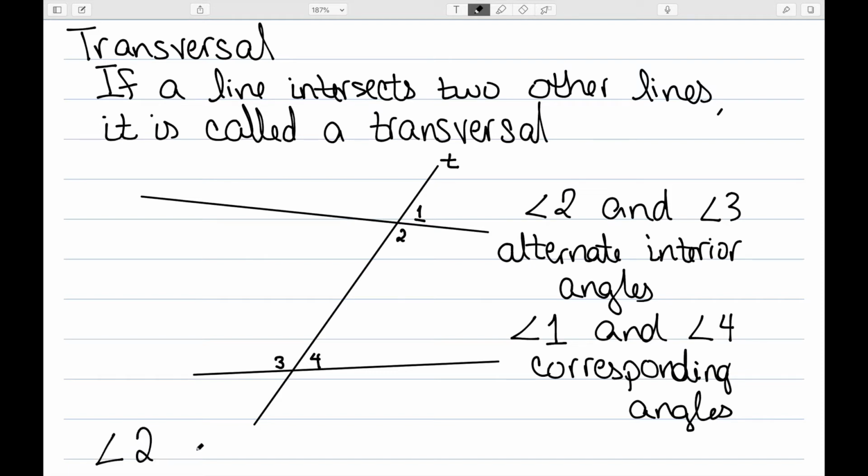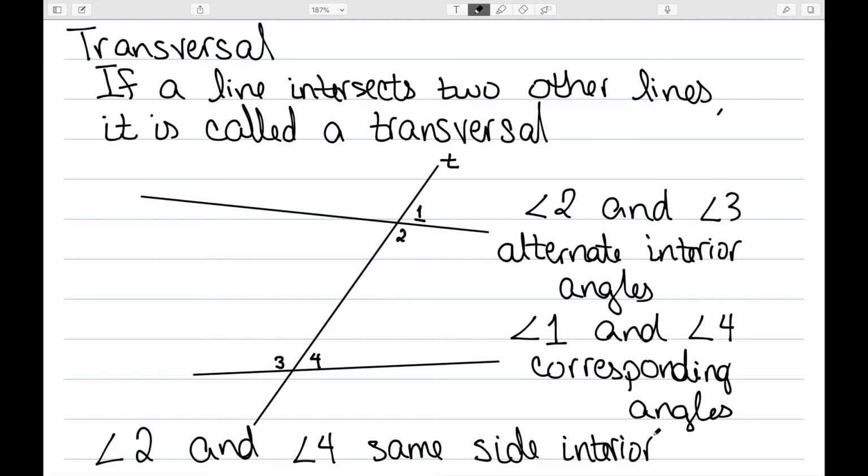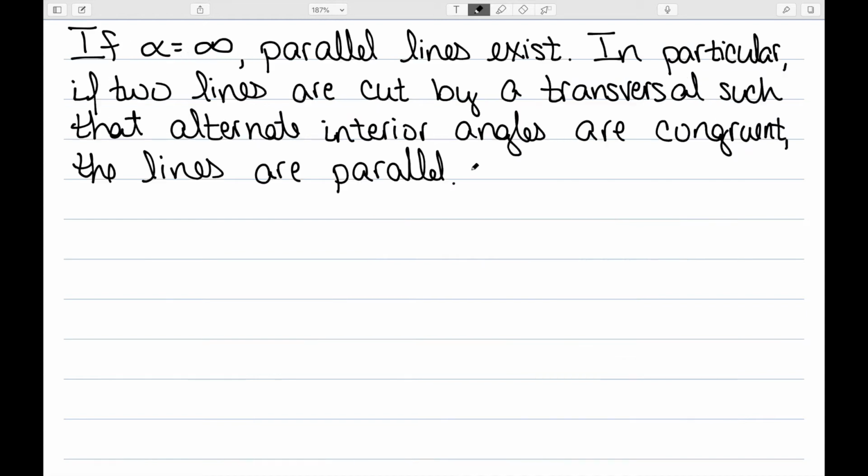Finally, angle 2 and angle 4 are known as same side interior. They are on the interior of these two lines, and they're on the same side of the transversal. And equivalently, you can name a lot of other angles appropriately, such as same side exterior, alternate exterior, etc.